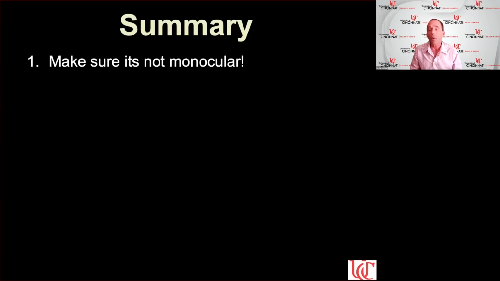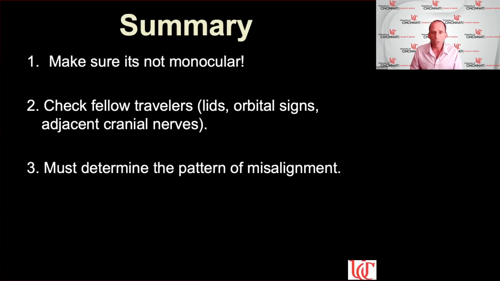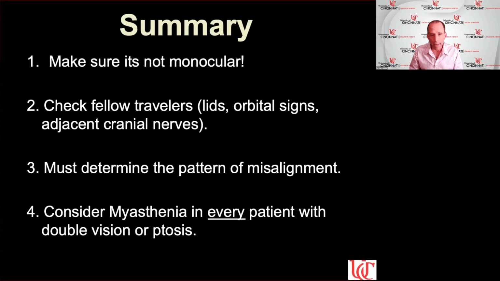So in summary, for a practical approach to the diagnosis of these patients, make sure it's not monocular. If it is, that's a whole different story, and do the things we talked about. Check for those fellow travelers: the lids, orbital signs, adjacent cranial nerves. You must determine the pattern of misalignment to get the diagnosis right. And consider myasthenia in every patient with double vision or with ptosis. At least consider it and look for the findings that we talked about.